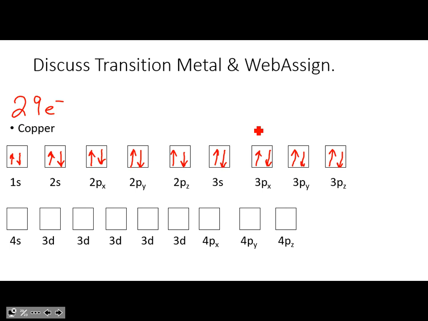Now I am going to copper, so I'm going to fill my 4s. And we haven't dealt with the 3d's yet in terms of orbitals. But notice that I have 1, 2, 3, 4, 5 d orbitals, right? Because I know that 5 d orbitals hold 10 electrons. They are all of the same energy, so I'm going to add one at a time. So I'm going to add 1, 2, 3, 4, 5. Now I can double up.